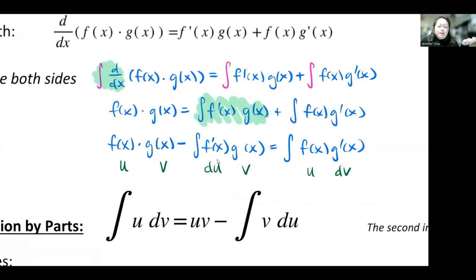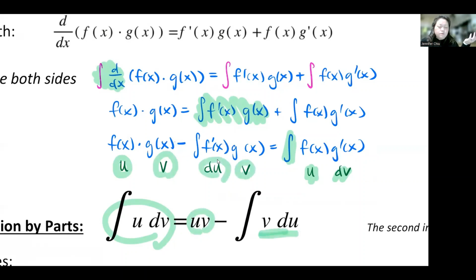So that's how it comes about. You have your integral of u dv, that's this part right here, is equal to the function u times v, okay, minus the integral of v du. So yes, you have to memorize this. This is the formula for integration by parts.